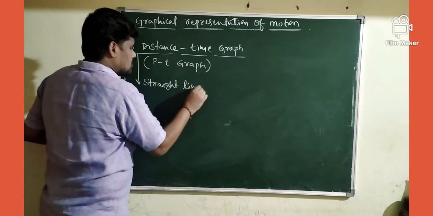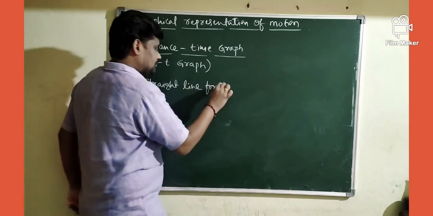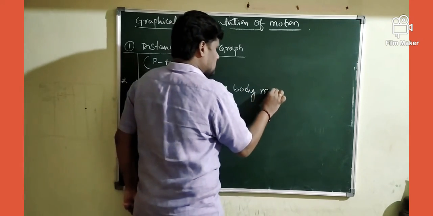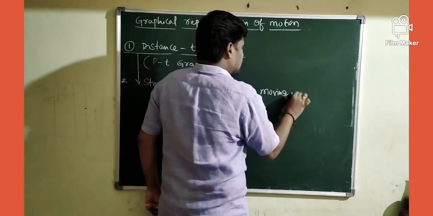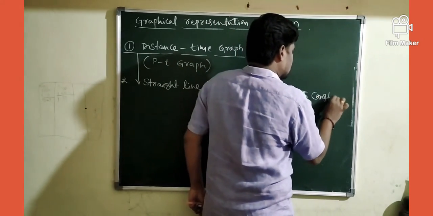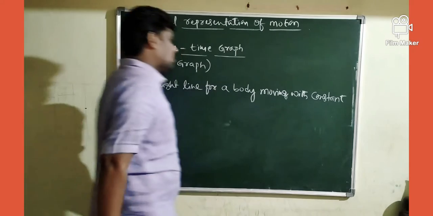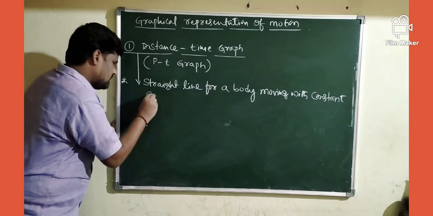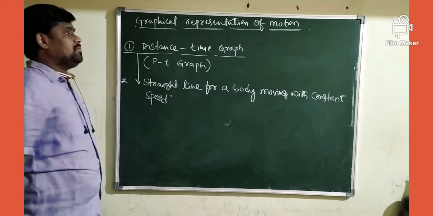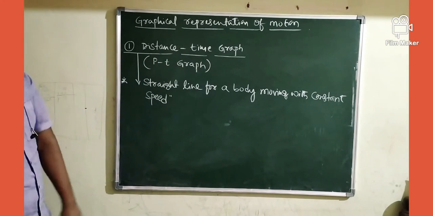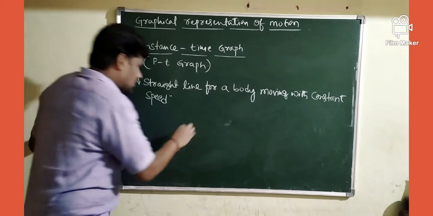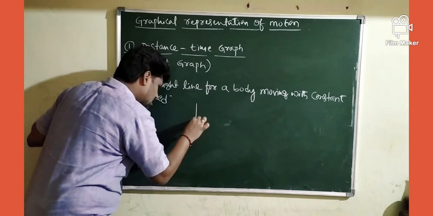Straight line for a body moving with which speed? Constant speed. If the body is moving with a constant speed, the nature of the position-time graph or distance-time graph is a straight line. So if I draw, the nature of the graph will be like this.